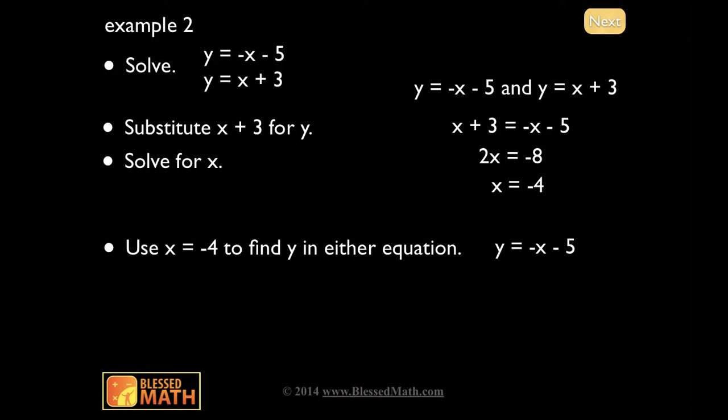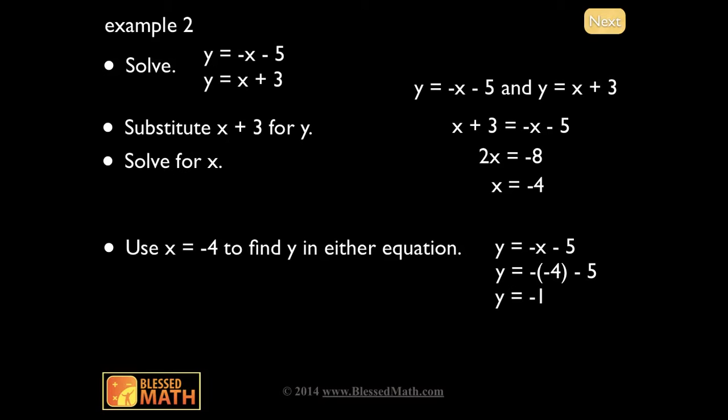So now that I know what my x is, I'm going to plug it into my y is equal to negative x minus 5, that first equation I have up there. Remember, I know what x is, so it's really y is equal to negative negative 4 minus 5. And negative times negative 4 is a positive 4. It's the same thing as saying negative 1 times negative 4. So y is equal to positive 4 minus 5, and a positive 4 minus 5 is negative 1.